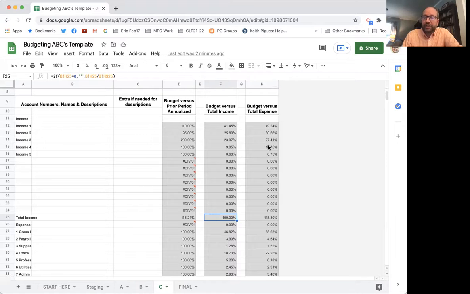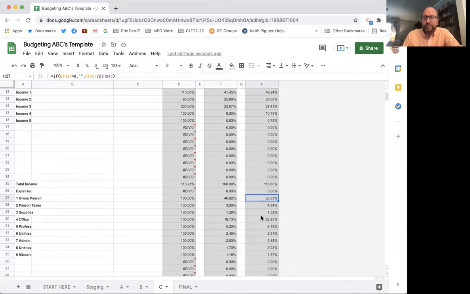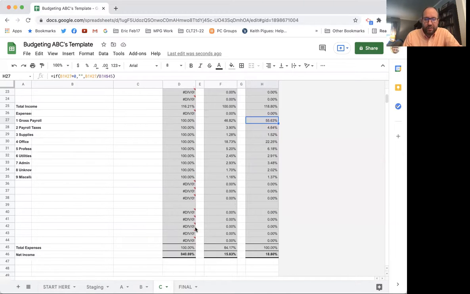Column H is comparing against the total expense category. And this works for income, but also works for categories of expense. And so I'm just going to clear a couple things here so you can see. So this is saying that gross payroll is 55% of the total expense budget for the year. You see in the total expense line, it's 100%.